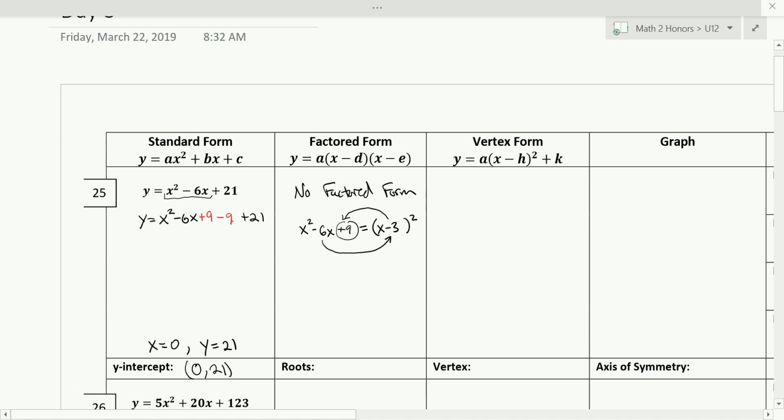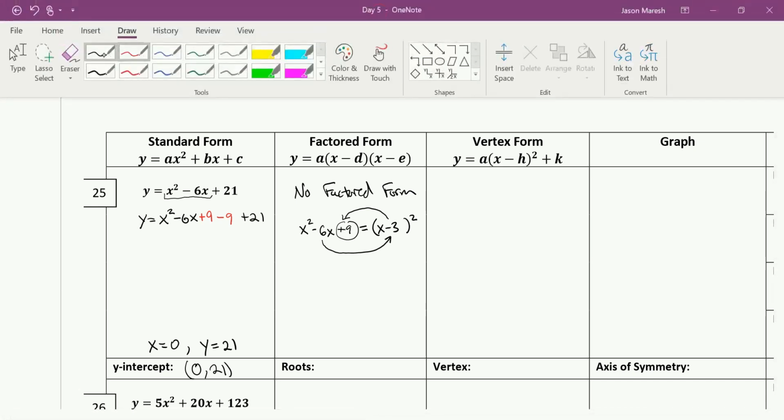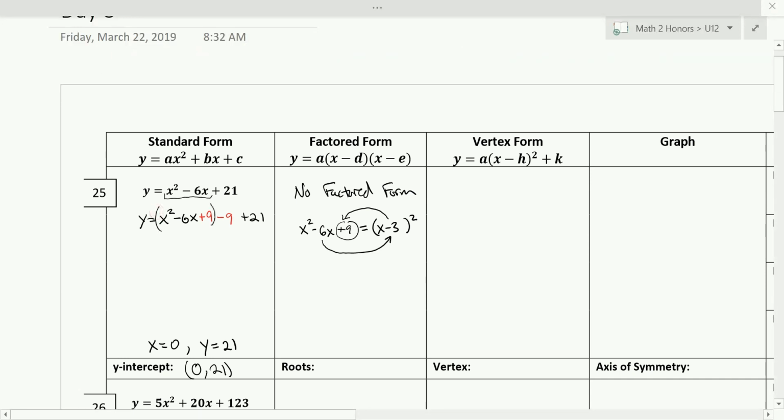Okay. So is the first equation the same as the second equation? Are they equal to each other? Yes. And I'm putting that plus 9 there so that now I can change the first three terms into a perfect square, x minus 3 squared. Negative 9 plus 21 is 12. And we've got it. So this is our vertex form.